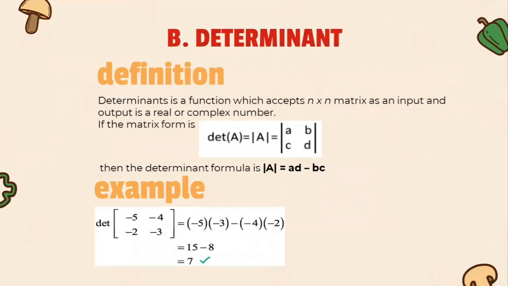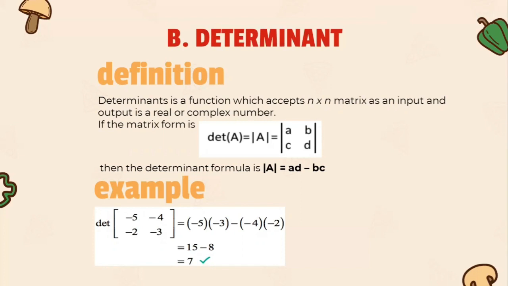B. Determinant. Determinant is a function which accepts an n times n matrix as an input, and the output is a real or complex number. If the matrix has the form with entries A, B, C, D, then we can write down the determinant formula: determinant A equals A times D minus B times C.